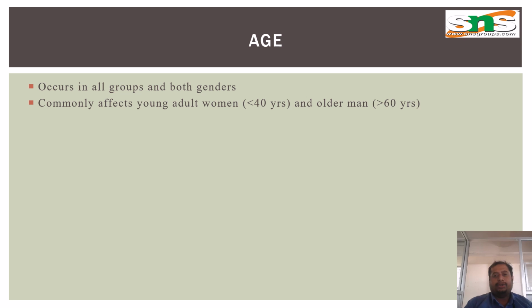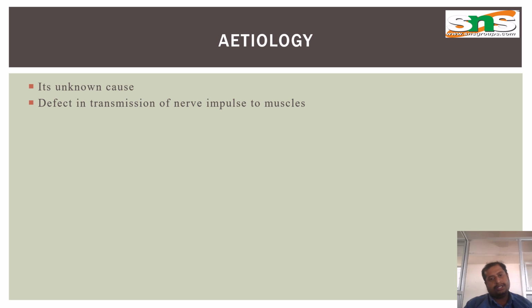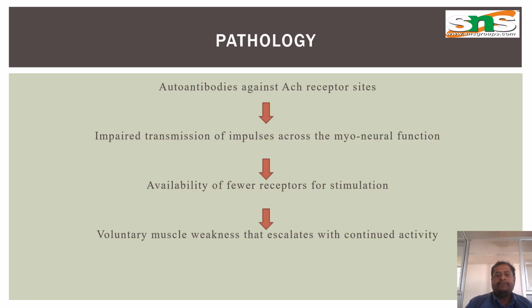After this, the age group: I already mentioned it is for both genders. Commonly, it affects women below 40 years and men above 60 years. The etiology is unknown. Even though it is unknown, it may be because of an underlying immune disease or a defect in the transmission of nerve impulses to the muscles. The main pathology is antibodies against the ACH receptors, impaired transmission of impulses across the neuromuscular junction, and the availability of fewer receptors for stimulation, causing voluntary muscle weakness that escalates with continued activity of the muscle.